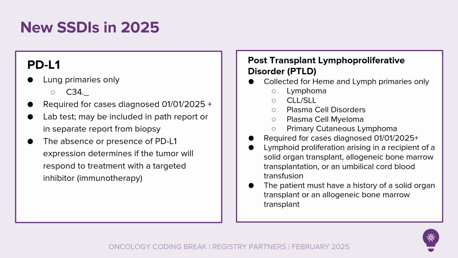Post-transplant lymphoproliferative disorder, or PTLD, is collected for heme and lymph primaries only, such as lymphoma, CLL/SLL, plasma cell disorders, plasma cell myeloma, and primary cutaneous lymphoma. This is required for cases diagnosed January 1st, 2025 and forward. Lymphoid proliferation arising in a recipient of a solid organ transplant, allogeneic bone marrow transplantation, or an umbilical cord blood transfusion. And the patient must have a history of solid organ transplant or an allogeneic bone marrow transplant.